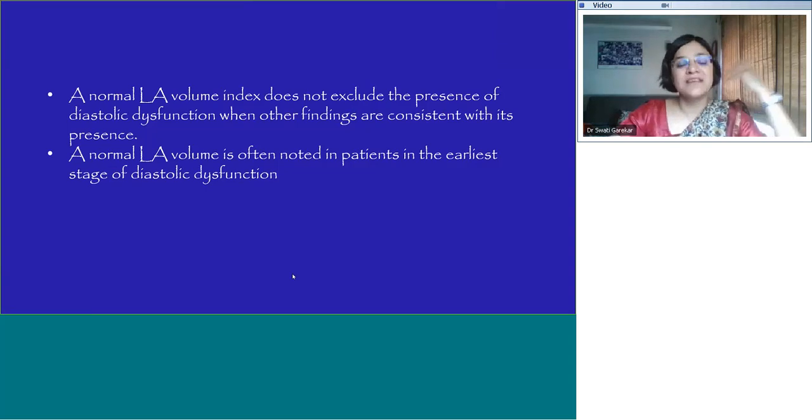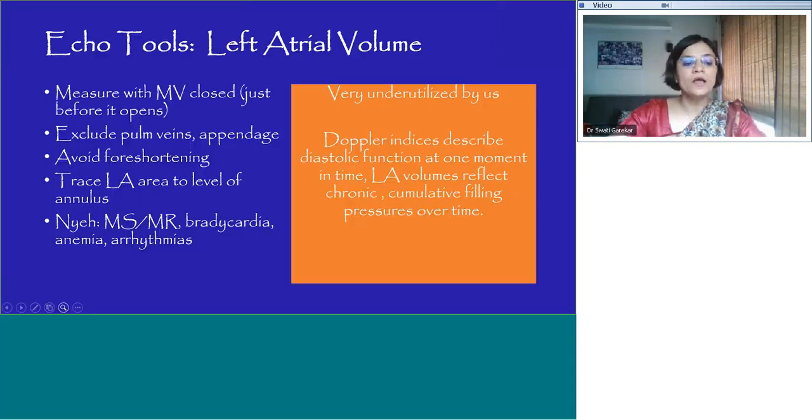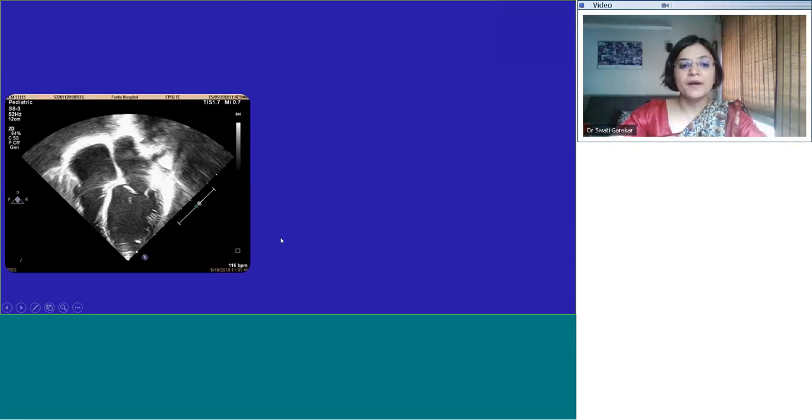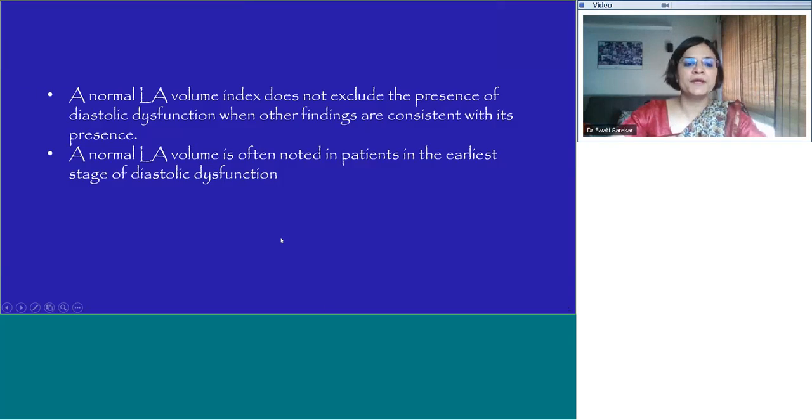So when your LA size increases, it means there's diastolic dysfunction, but there are ifs to it. If there's mitral stenosis or mitral regurgitation, obviously the reason for left atrial enlargement is something different. Similarly for bradycardia, or if there's anemia, arrhythmias, you cannot use left atrial volume for studying diastolic dysfunction. But otherwise, it's a very helpful parameter.